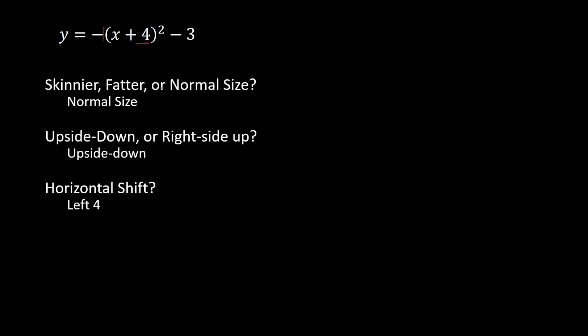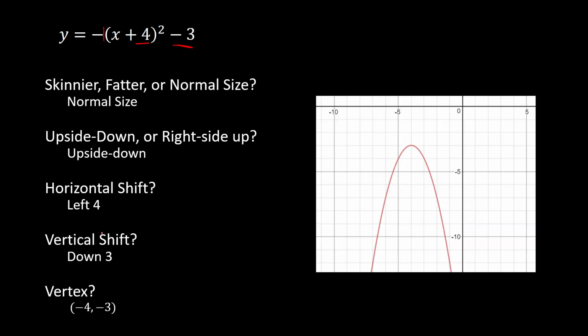And the vertical shift is determined by this negative 3. So the negative 3 would truly be in the negative direction in this case, which would be down 3. And then the vertex, since we shifted to the left 4 and down 3, would be negative 4, negative 3. So when you graph this, we would get something like this, where it's over 4 and then down 3. The vertex is here, facing upside down.